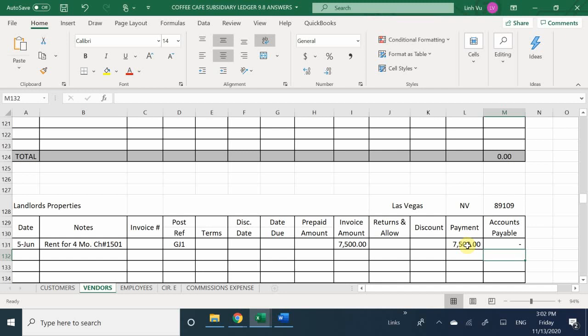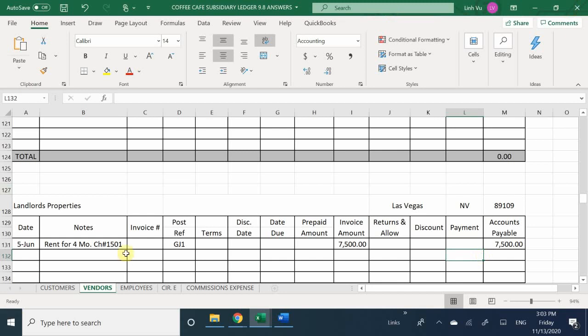Okay? Let's just say, for example, if you get 0 here, right? Let's say I didn't pay my landlord, right? If I just had that 0, what's going to happen when you punch in your formula is that because you entered in your invoice amount first, right, and you didn't make any advance payments, no returns, no discounts, or no payments, therefore, in your accounts payable column, you're going to have the amount that you owe to landlord properties, okay? So this is when I made absolutely no payment to landlord properties, so I owe them $7,500.